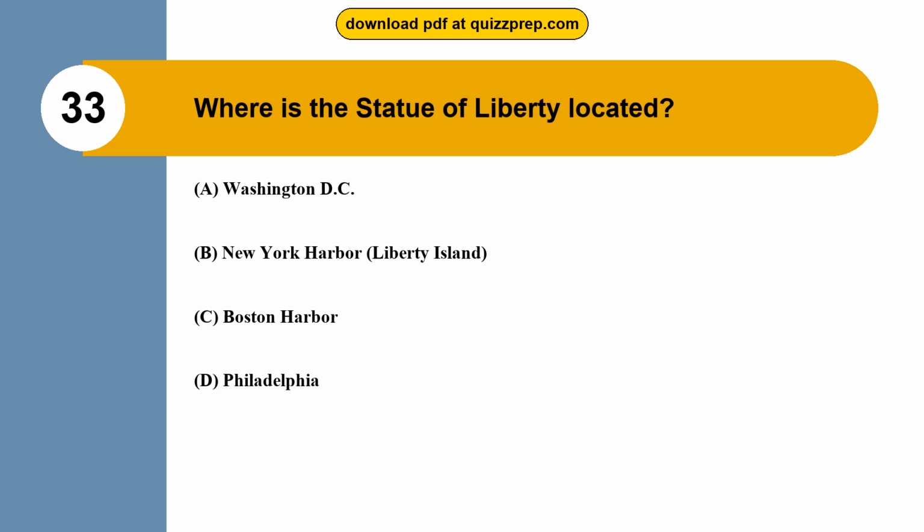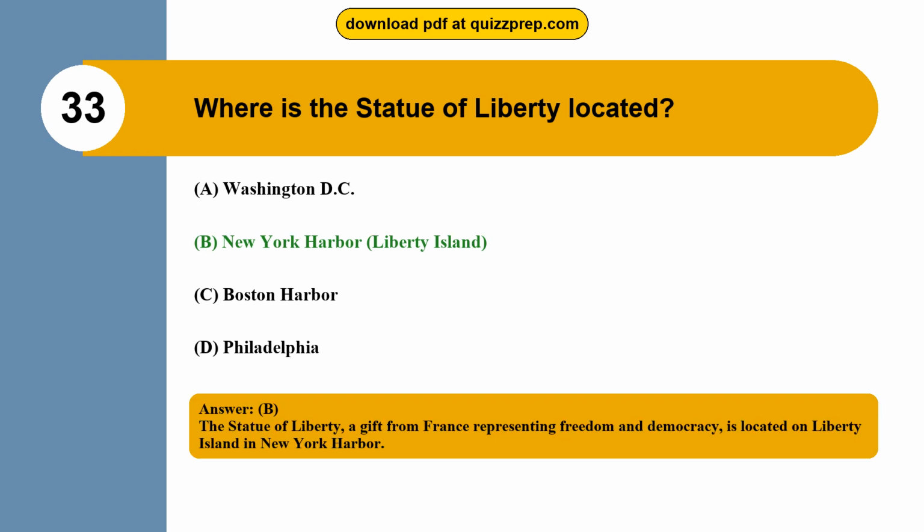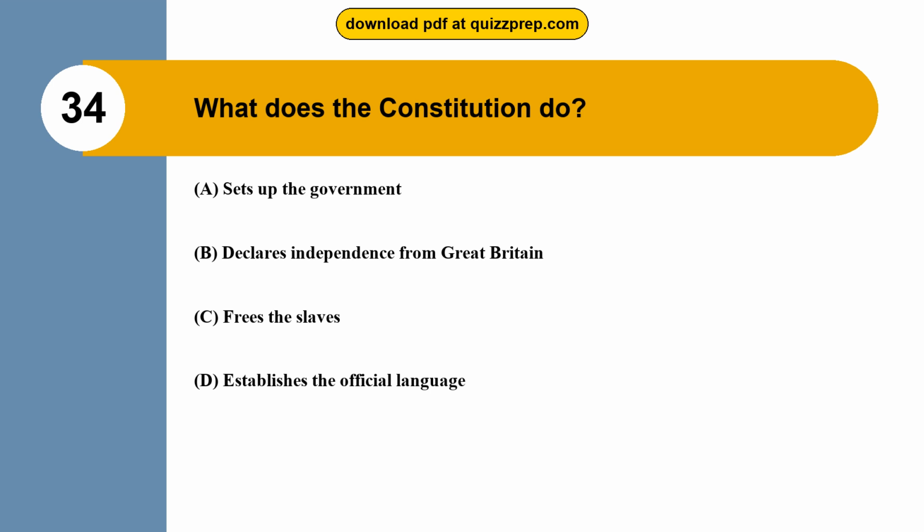Question 33. Where is the Statue of Liberty located? Option A, Washington, D.C. Option B, New York Harbor, Liberty Island. Option C, Boston Harbor. Option D, Philadelphia. The correct answer is option B, New York Harbor, Liberty Island. The Statue of Liberty, a gift from France representing freedom and democracy, is located on Liberty Island in New York Harbor.